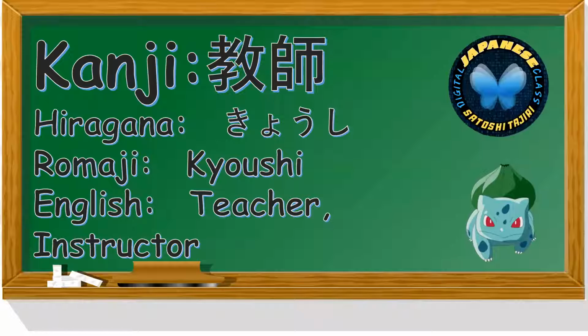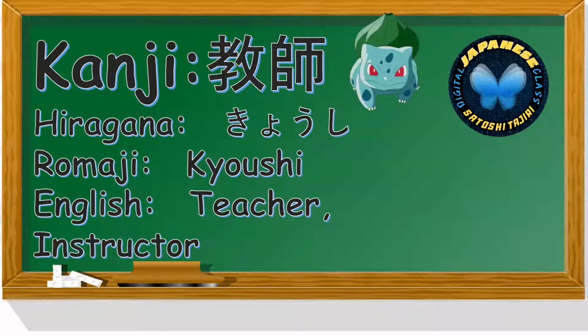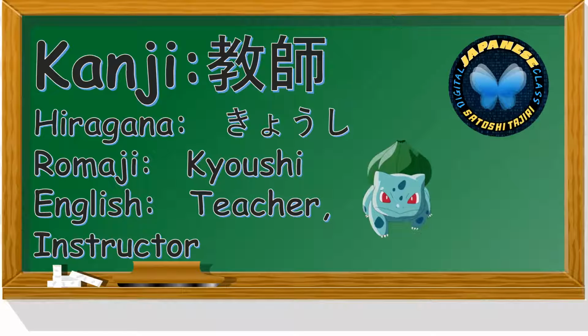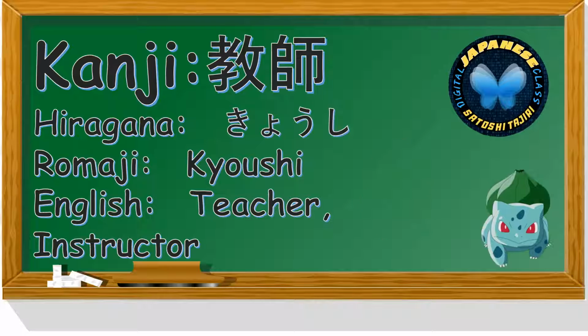Okay, let's go with our next kanji here. We have kyoshi. Kyoshi means teacher or instructor. The appropriate word for me is actually kyoshi, instructor, because it comes from the word kyoshitsu. Kyoshitsu means classroom.